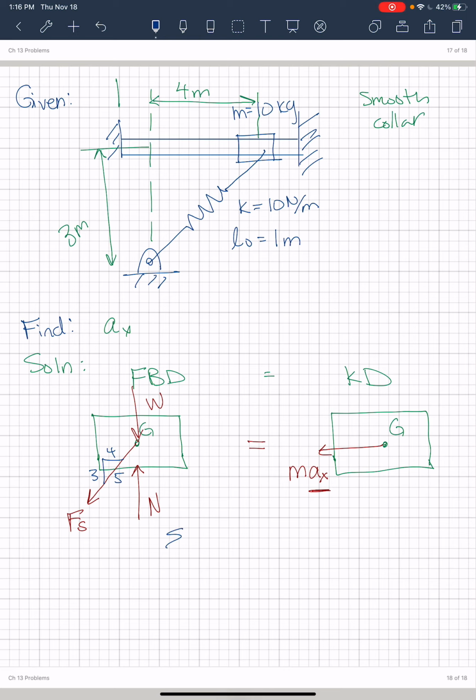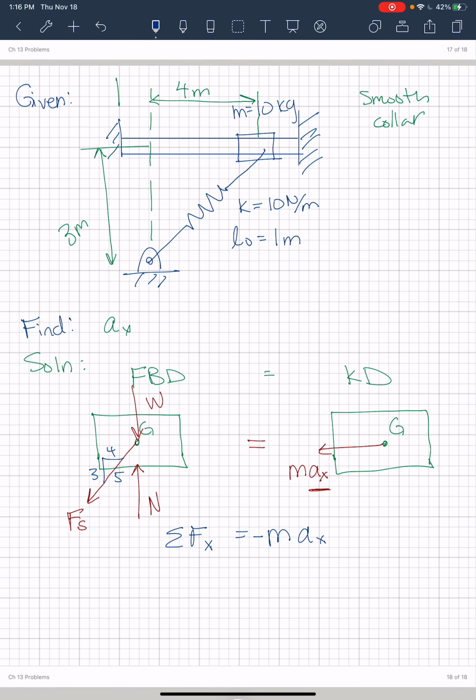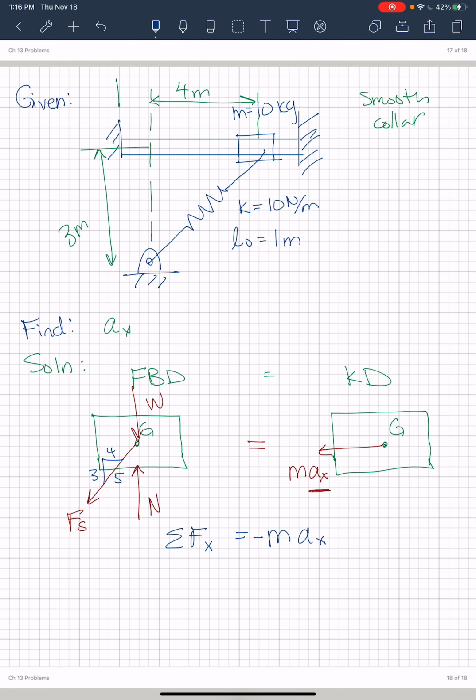So we can sum the forces in the x direction equals negative m a sub x, because it's pointing to the left. If we're doing the right, it's positive. And then we need the x component of the spring force, which would also be to the left, so negative F sub s times that 4 over 5 equals negative, and the mass was 10 kilograms, so 10 kilograms times a sub x.